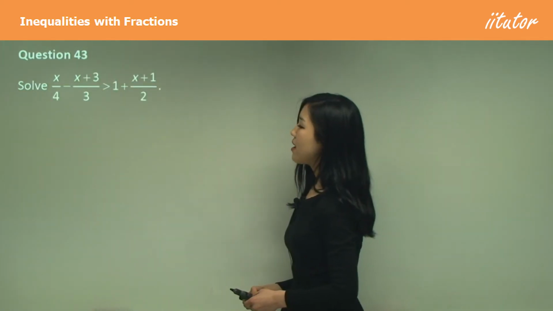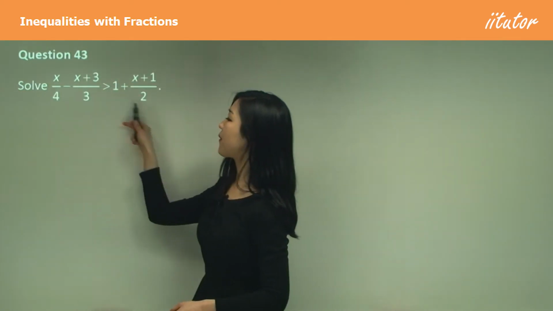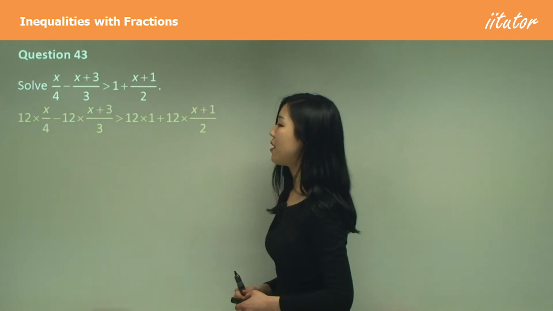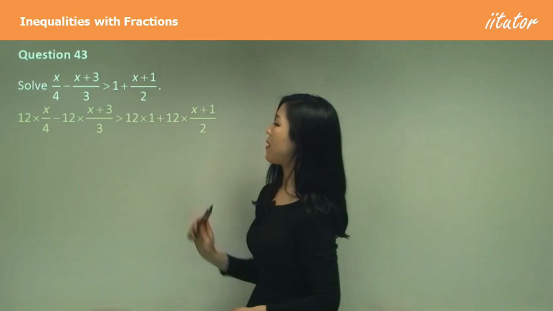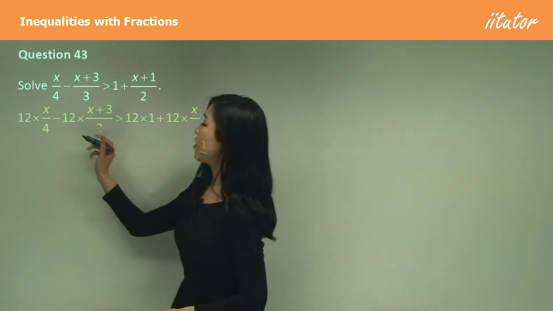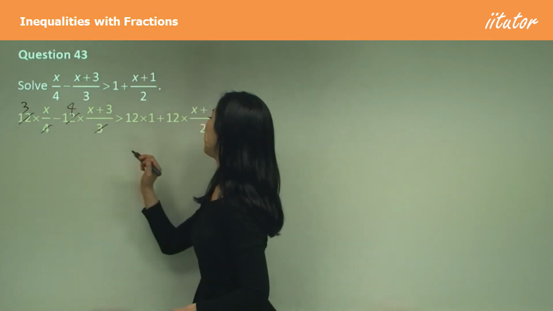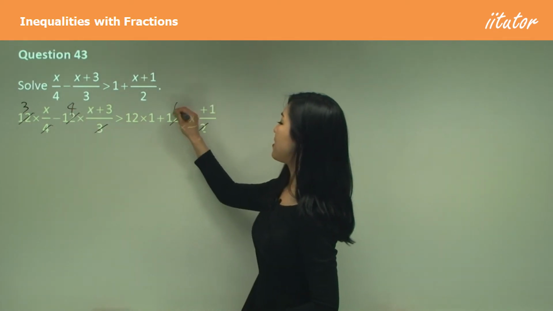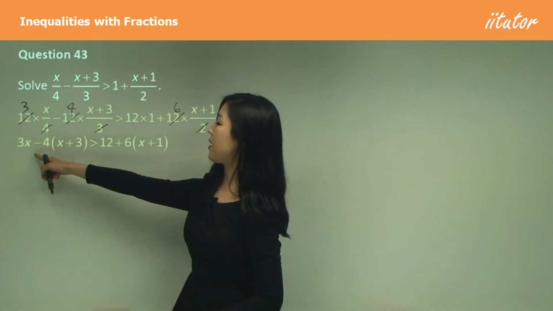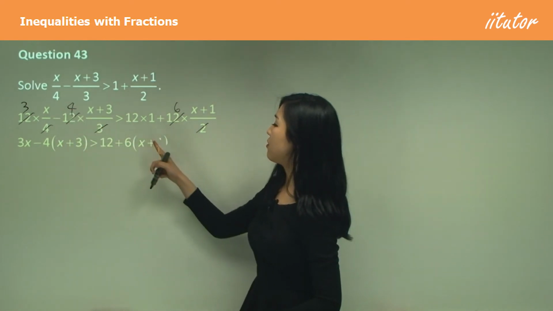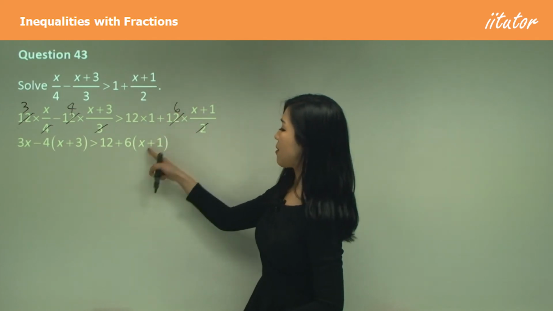Now the next one, the denominators are 4, 3, and 2. What's the lowest common multiple? It's going to be 12. So multiply everything by 12. So here we're going to have 3, here we're going to have 4, and here we're going to have 6. So we have 3x minus 4 times x plus 3, and 12. 12 times 1 is 12, and then 6 times x plus 1.